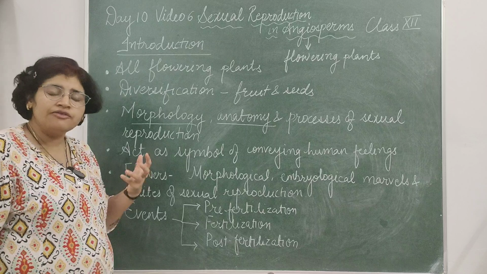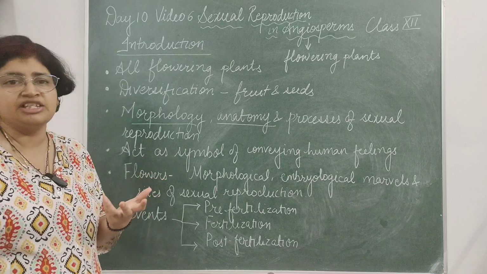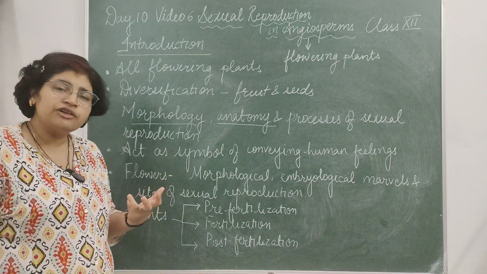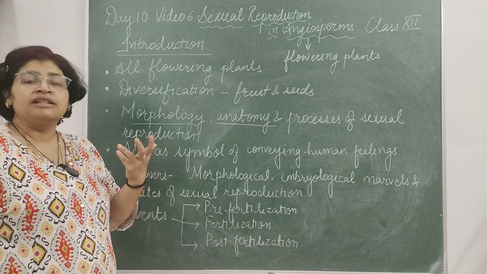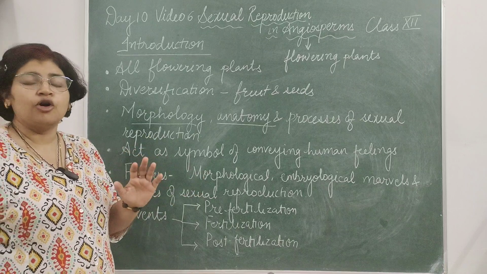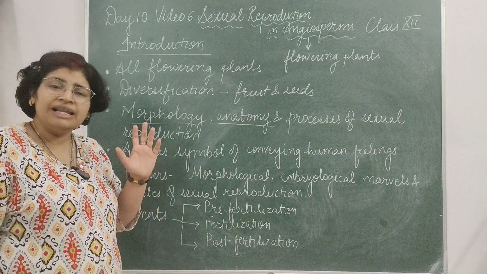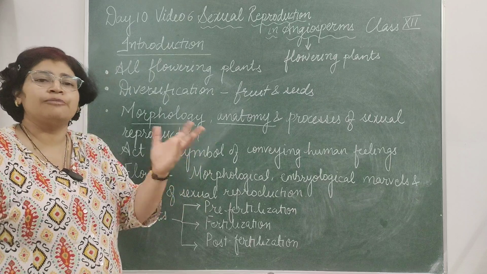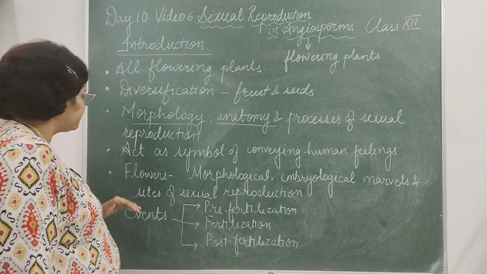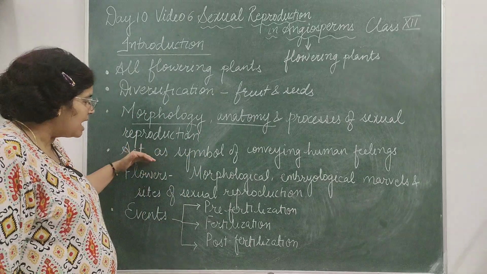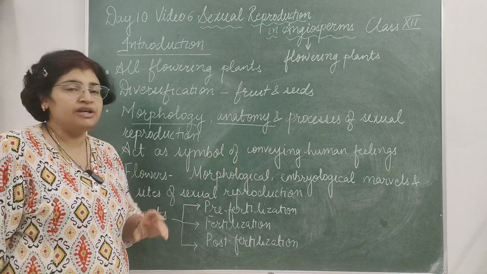In case of flowers, we will study bisexual as well as unisexual flowers. Unisexual flowers are those in which the male or the female sexual organs are present in separate flowers. But what is bisexual? In which male and female sex organs are present in a single flower. So flowers here act as a symbol of conveying human feelings.